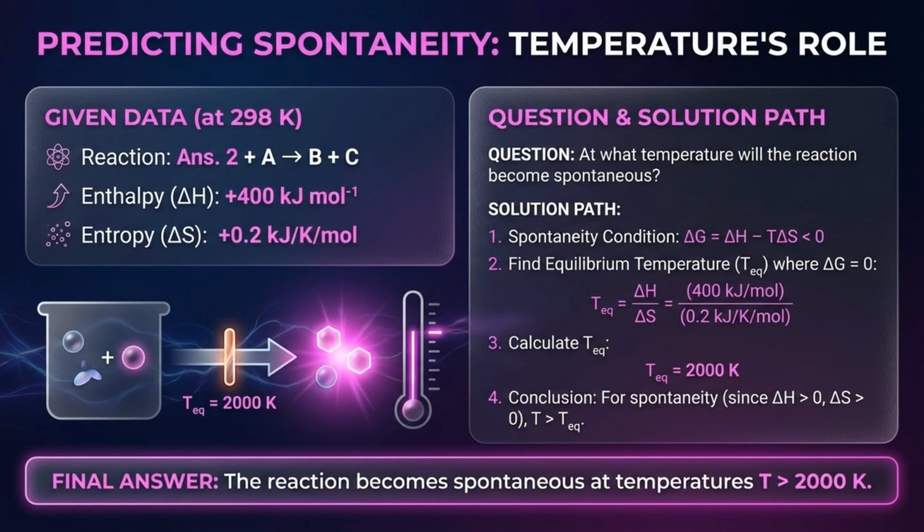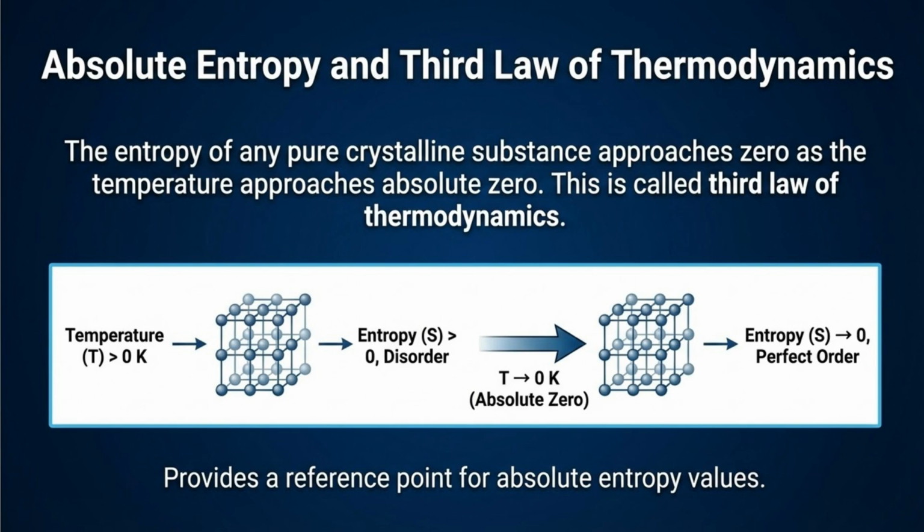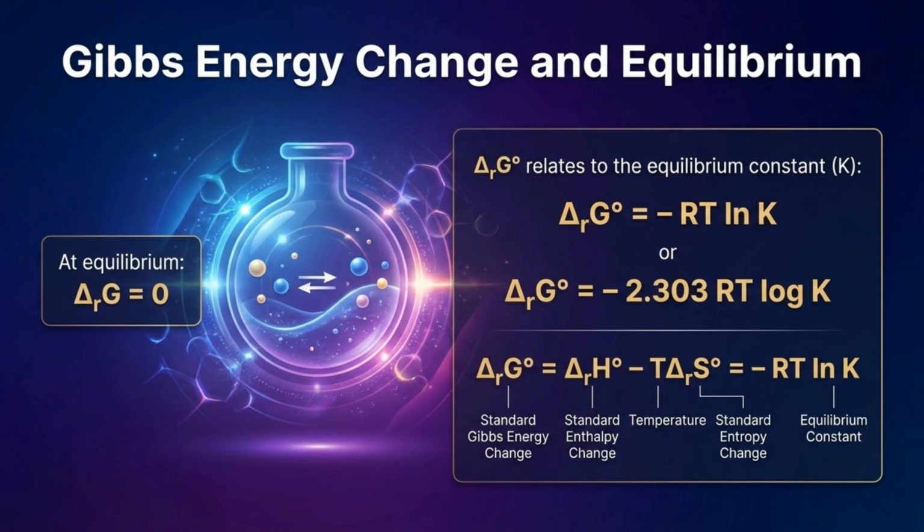So we conclude that the reaction becomes spontaneous at temperatures greater than 2000 Kelvin. In this scene, we review the key factors that influence spontaneity in terms of Gibbs energy. The relationship between Gibbs free energy, delta G, and the equilibrium constant K helps us predict both the spontaneity of a reaction and the direction in which the reaction will shift when it is at or near equilibrium.